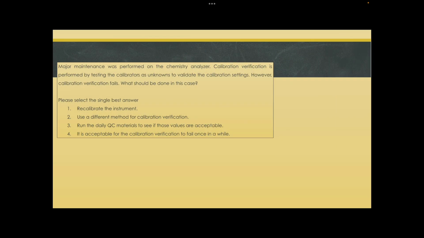Major maintenance was performed on the chemistry analyzer. Calibration verification is performed by testing the calibrators as unknowns to validate the calibration settings. However, calibration verification fails. What should be done in this case? Please select the single best answer.